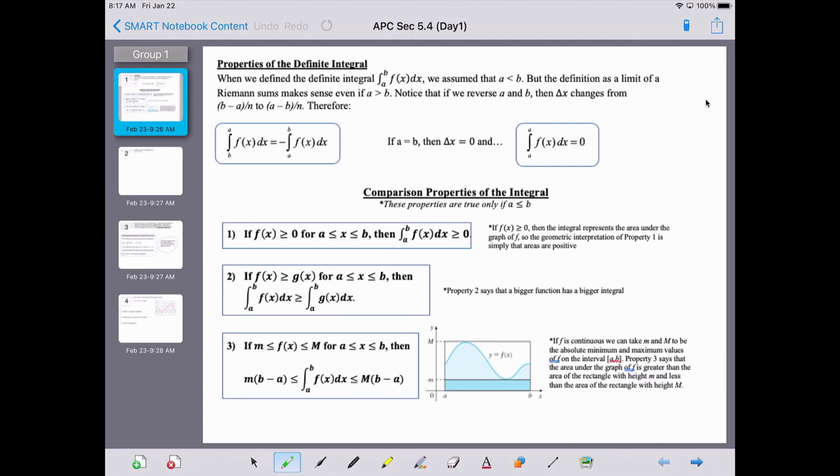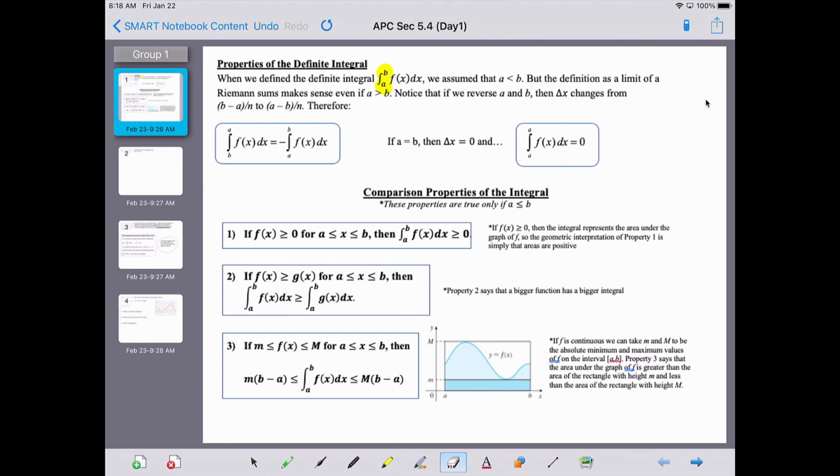Today we're going to start by talking about some of the properties of the definite integral. Now remember, we define a definite integral as an integral that has limits of integration on it. So we are talking specifically about the fact that there's a value here for a and a value here for b along our integral symbol, those limits of integration, right?